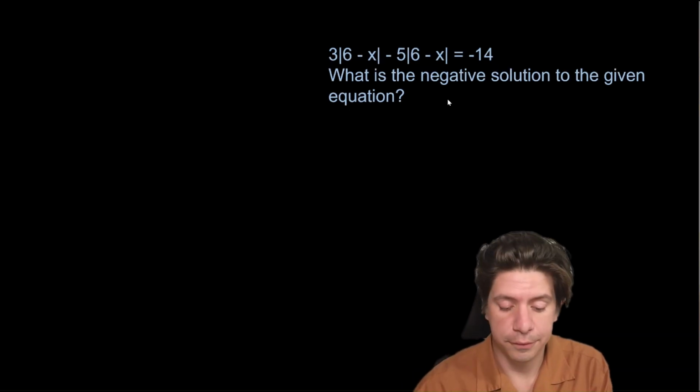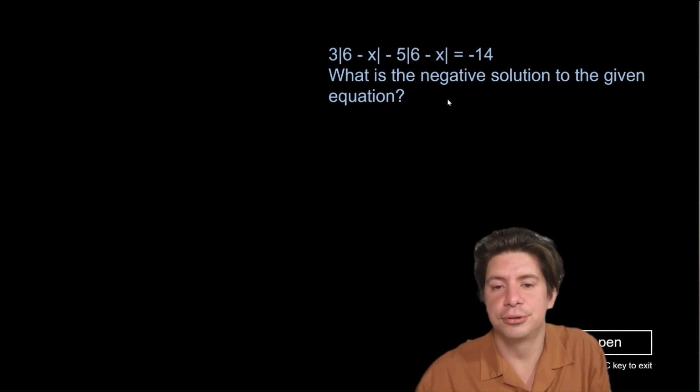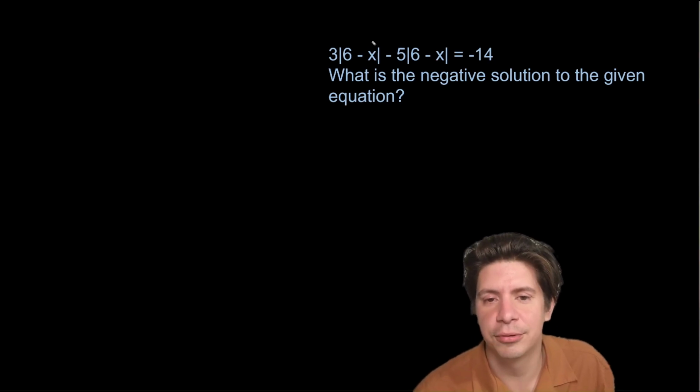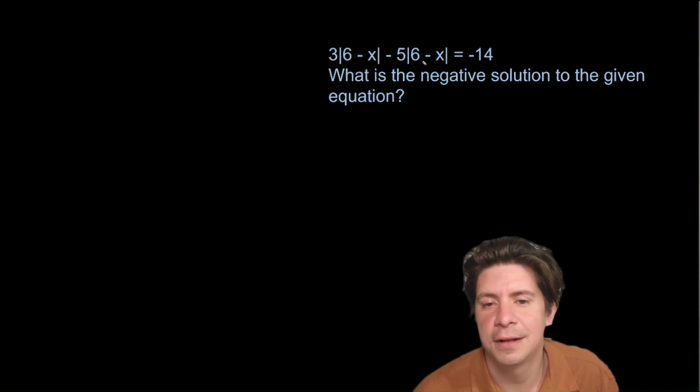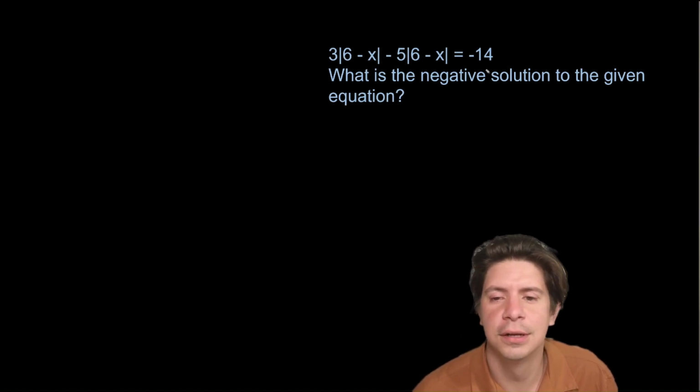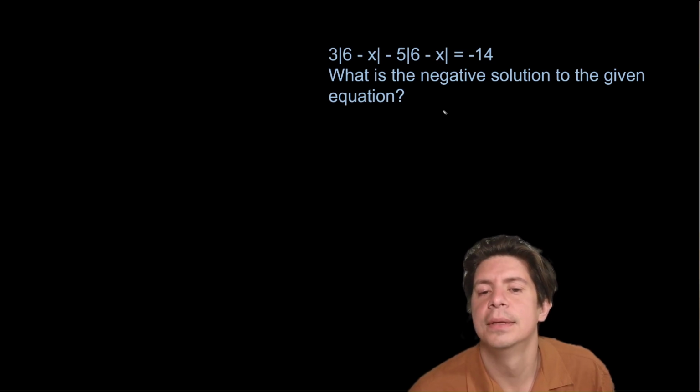All right, and then I have one here. Absolute values don't come up too much on the SAT, but this is a great example of one that has it. So we have 3 absolute value of 6 minus x, minus 5 absolute value of 6 minus x equals negative 14. What is the negative solution to the given equation?